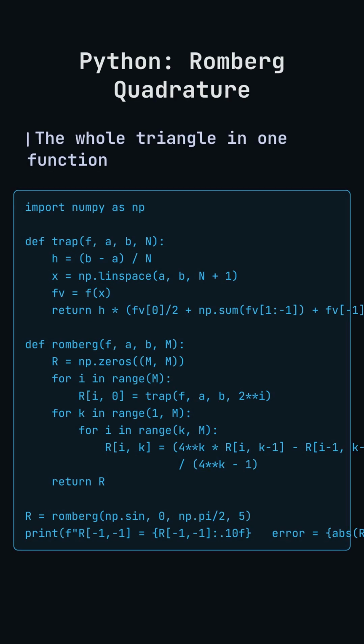In Python, this is just 2 nested loops over a 2-dimensional array. The first loop fills column 0 with trapezoidal estimates at doubling resolution. The second loop fills every later column with the general recursion. Return the whole triangle, not just the corner, so the convergence of every column can be inspected.